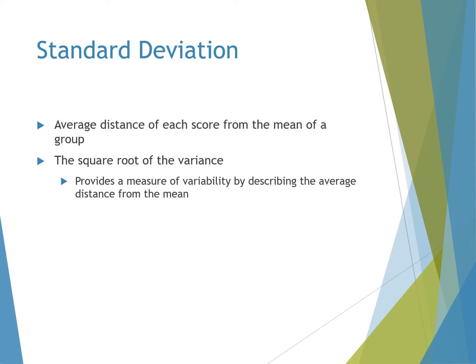And so we have to square each deviation to get rid of our negative scores. Then we get the mean, and then we take the square root to get it back to the original metric. So complicated calculations, but essentially we're looking at the average distance of the mean, or the square root of the variance.